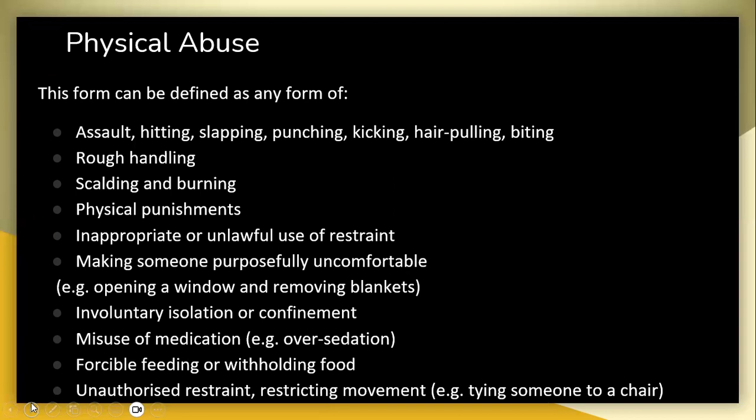Misuse of medication. This happens a lot when people are trying to put people to sleep, so you give them drugs so that they can fall asleep. Forcible feeding or withholding food. So if you force someone to eat, or you withhold food from them so that they will not eat. And the last one is unauthorized restraint or restricting movement. Example, tying someone to a chair.